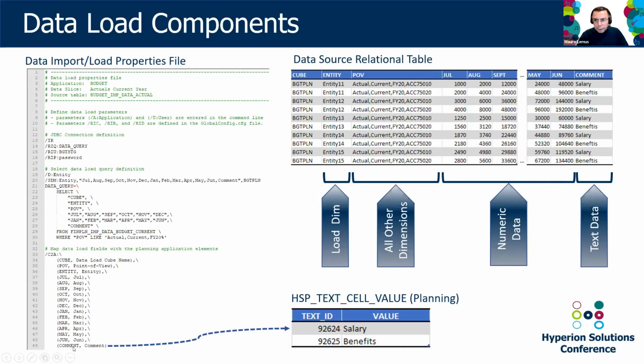And what happens with the data that is text data? When the outline load utility finds that we are using a text field here, it takes that information and includes it in the HSP text cell value table inside the planning repository. And then it assigns a unique identifier. This unique identifier, which is an integer number, is stored under this member in the Essbase cube. So that's the way that we upload text data, and it's nicely done, and it is possible to do that in a single data load, including numeric and text data.